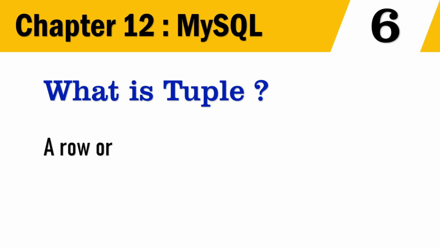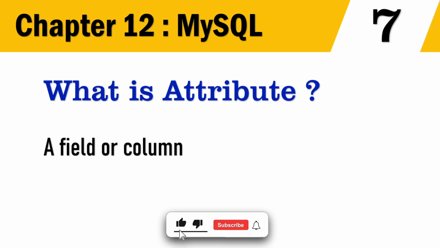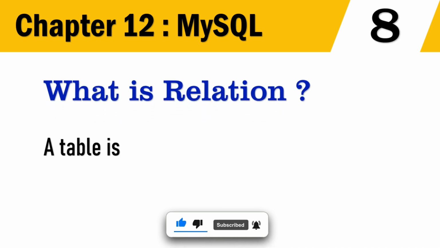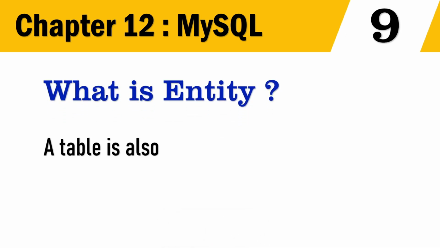What is tuple? A row or record is also called tuple. What is attribute? A field or column is also called attribute. What is relation? A table is also called relation. What is entity? A table is also called entity.